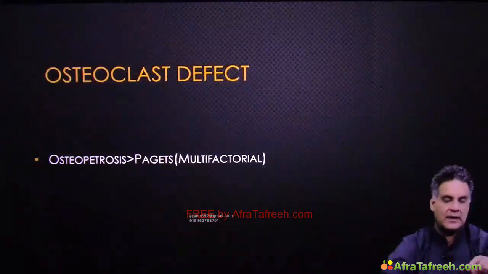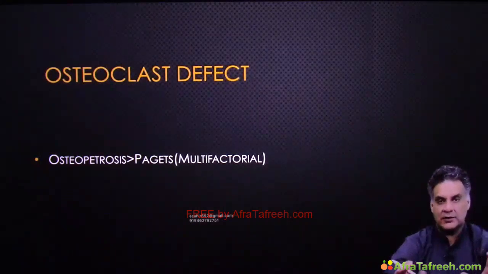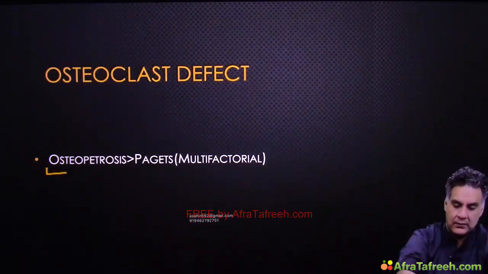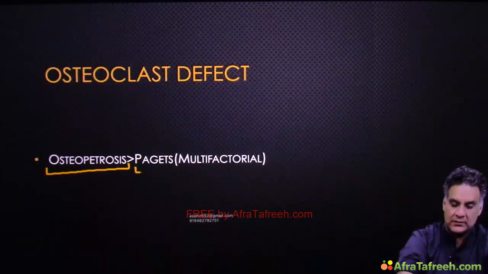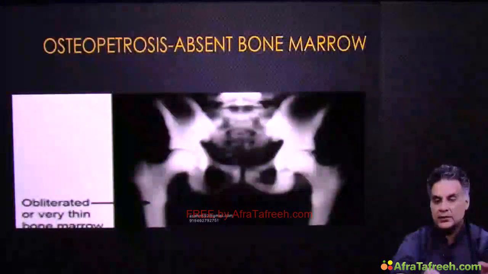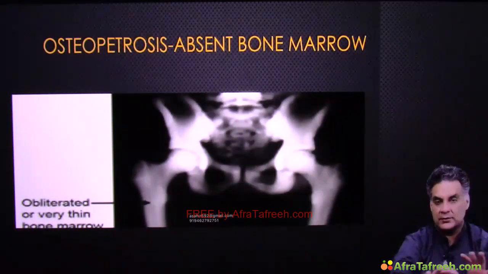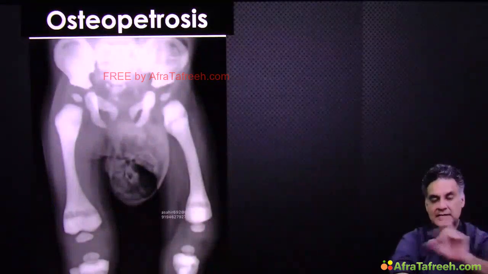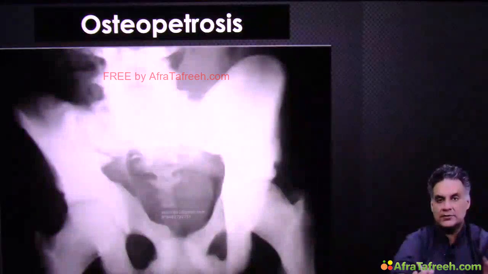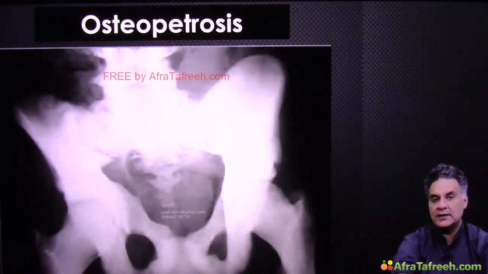Doctors are valuable. When I look at osteoclast defects, osteopetrosis and Paget's both are osteoclast defects, osteopetrosis more than Paget's. In osteopetrosis, the bone marrow is not there, so the bone looks white like a marble, but the shape of the skeleton is maintained. It's a shiny white bone without a medullary cavity.